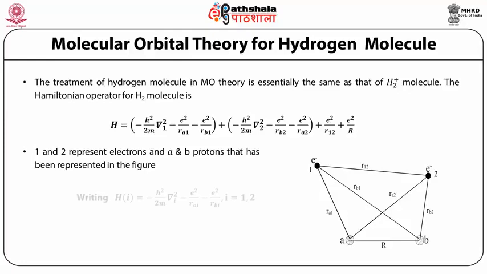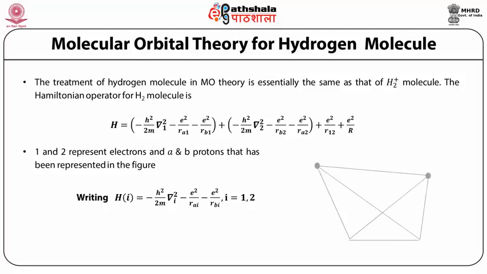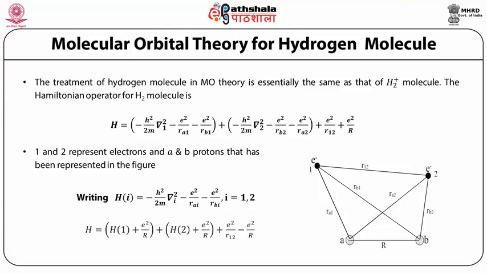in the figure. Writing Hi, where i will replace the electrons 1 and 2, is equal to minus h square upon 2m del i square minus e square upon Rai minus e square upon Rbi. Now H is equal to H1 plus e square upon R plus H2 plus e square upon R plus e square upon R12 minus e square upon R.